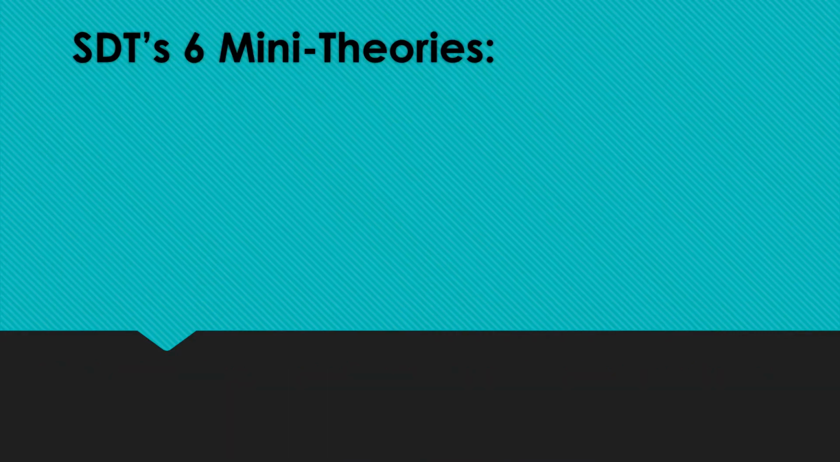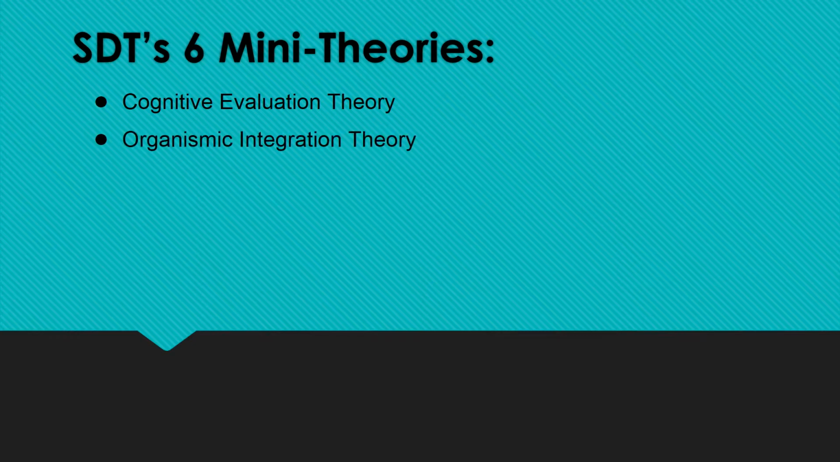Ten years after the self-determination theory began, there were six mini-theories that were built. The first mini-theory is cognitive evaluation theory, which is a theory in psychology that explains the effect of external consequences on internal motivation. The second mini-theory is organismic integration theory, which states that the more internalized the intrinsic motivation, the more autonomous the person will be when performing the behaviors.